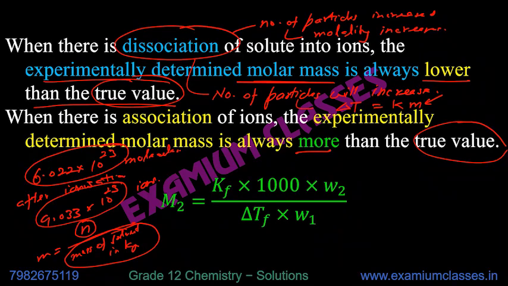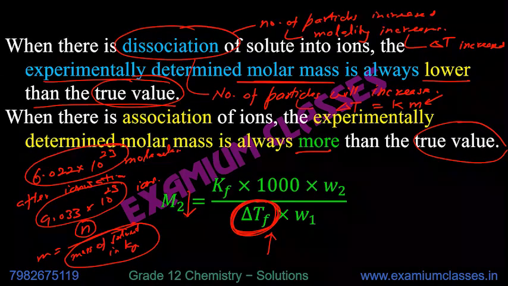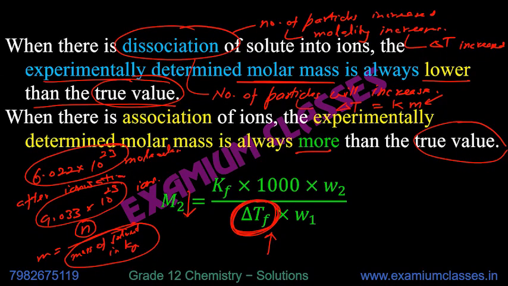Now, if molality increased, delta TF increased, or delta TB. If delta T increases, molar mass will go down as per this formula, because none of the other things are changing. Kf for water, for example, the solvent is water, Kf will be the same, 1.86. Mass of solvent is not changing. Mass of solute is not changing. Only delta TF is changing. Okay.